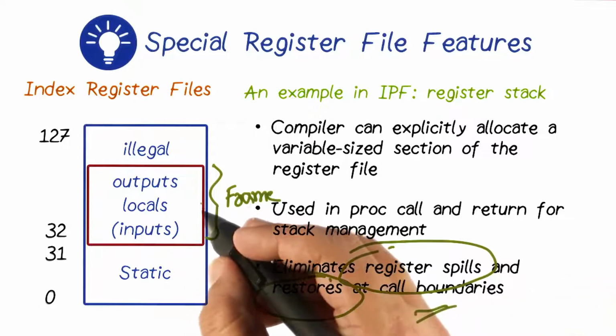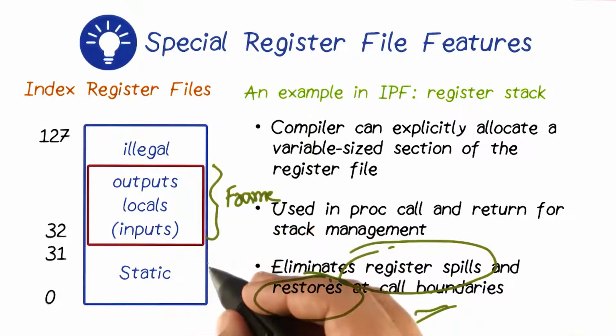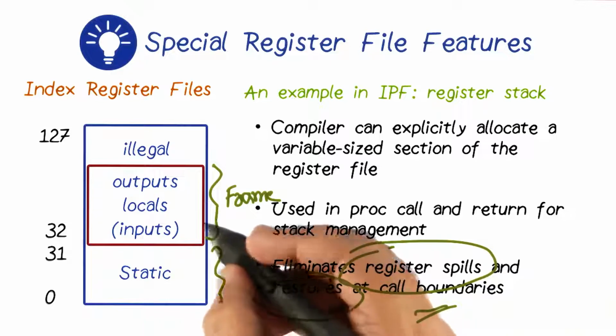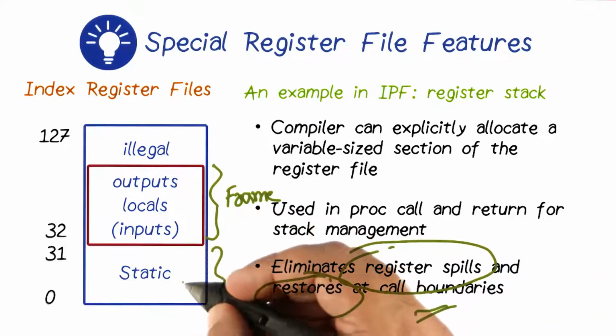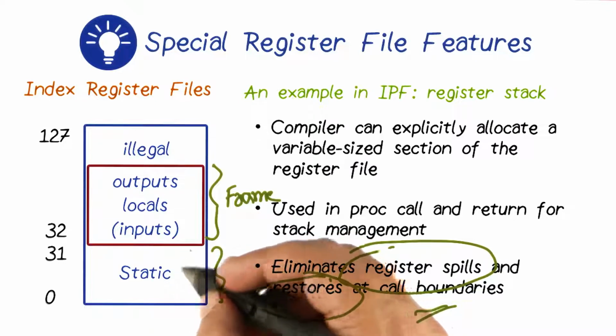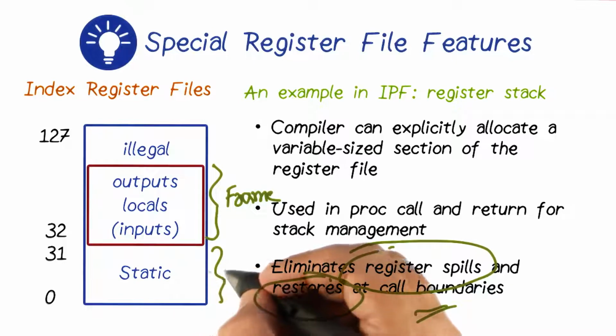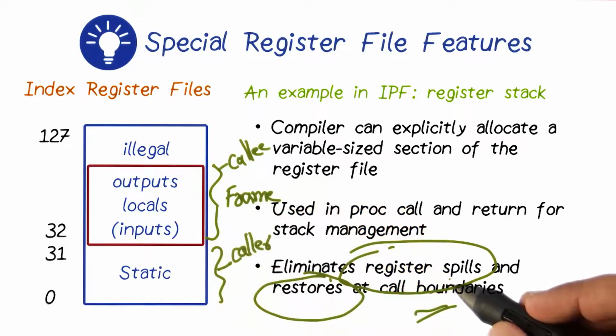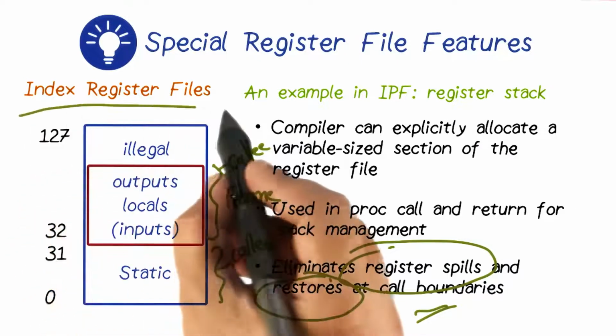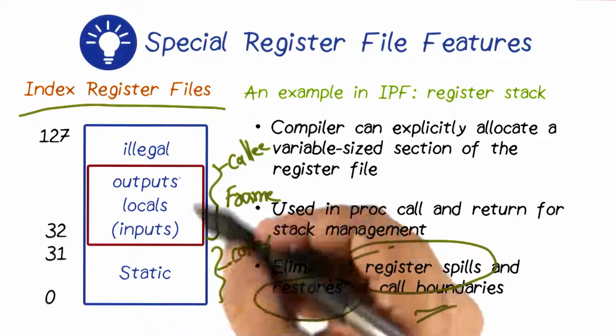If you are careful in allocating this frame in a different part of the register file than in another part, you can avoid this overhead because this set of registers does not interfere with the other ones. And so the caller can have a given set of registers here, and the callee can have another set of registers over here. And by doing this, one can eliminate the register spills and restores at call boundaries, which can save a tremendous amount of overhead. This is easily accomplished through the indexed register file approach as shown over here.